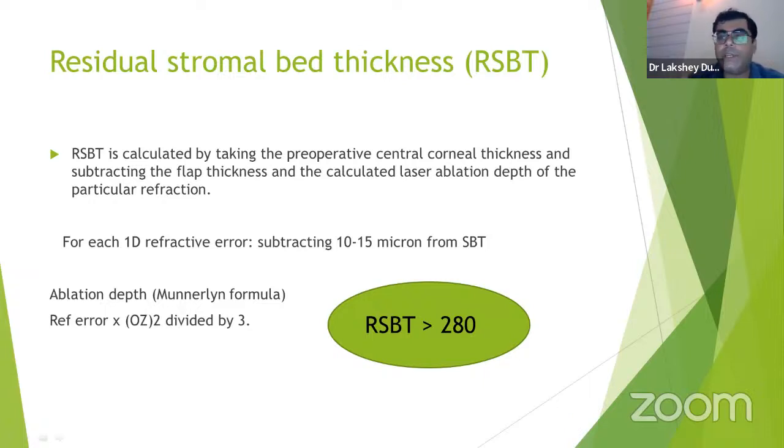So this RSBT should be more than 280 microns. For calculating ablation depth, roughly it is 10 to 50 microns per 1 diopter of refractive error. And there is one formula: refractive error multiplied by optical zone squared divided by 3.